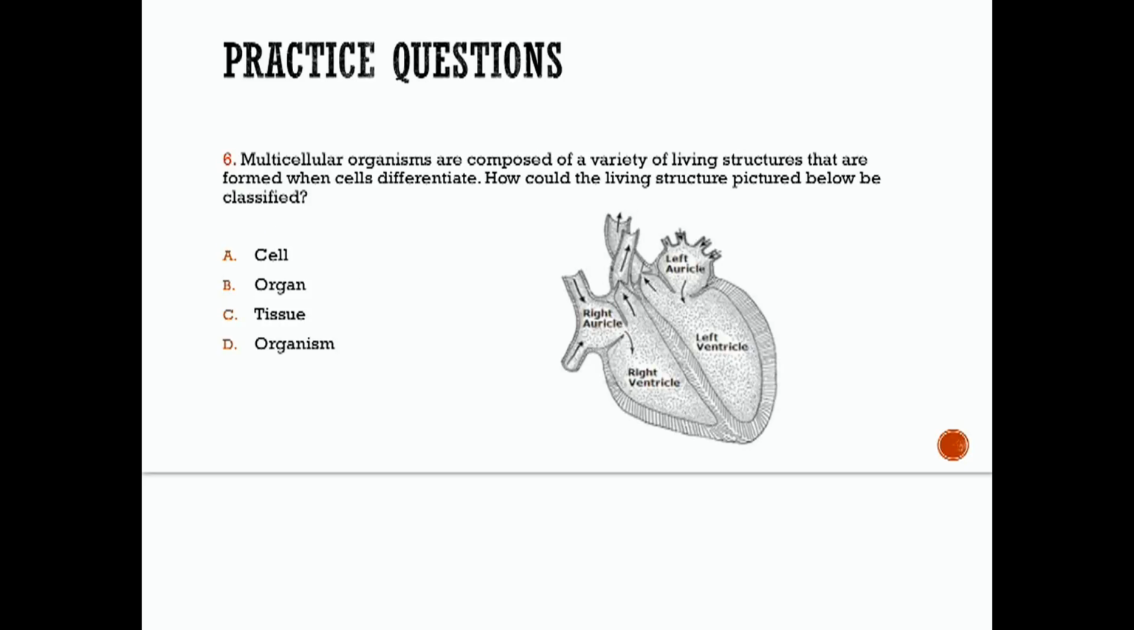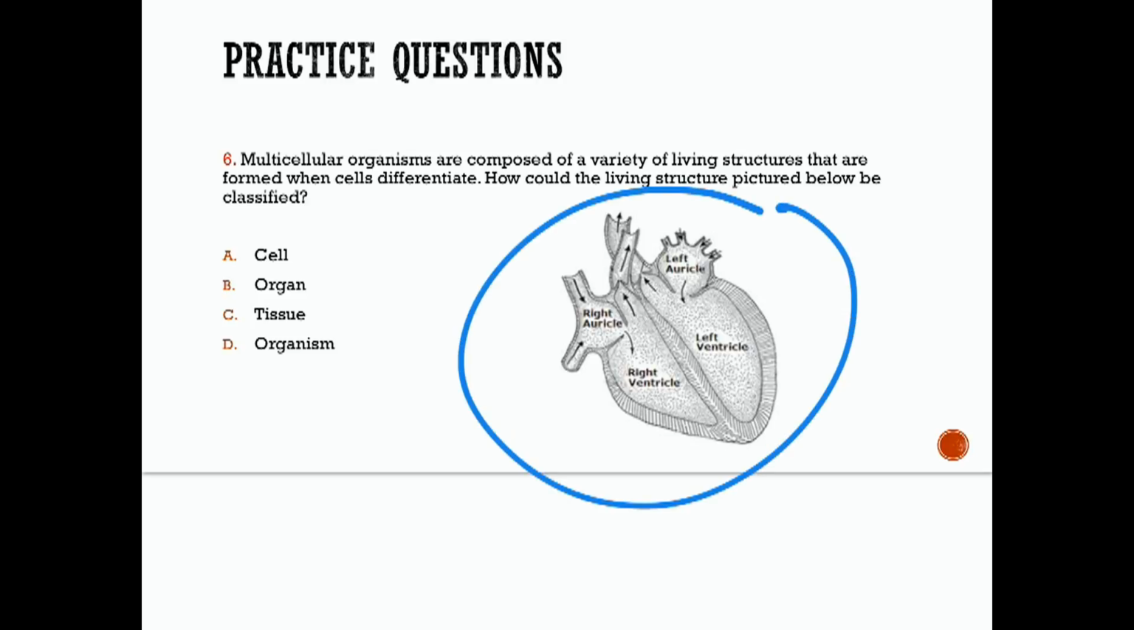Number 6, multicellular organisms are composed of a variety of living structures that are formed when cells differentiate. How could the living structure pictured below be classified? Is it a cell, an organ, a tissue, or an organism? Okay, so this picture shows a human heart. Okay, and if you know, a heart was an example of an organ, so that would be B.